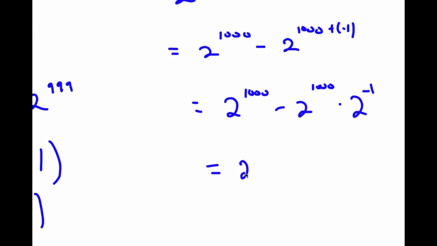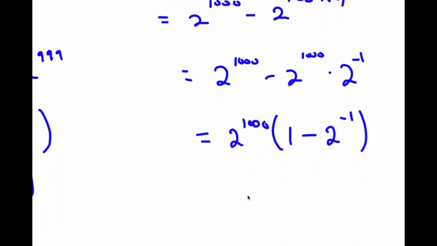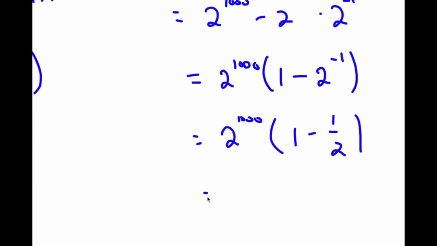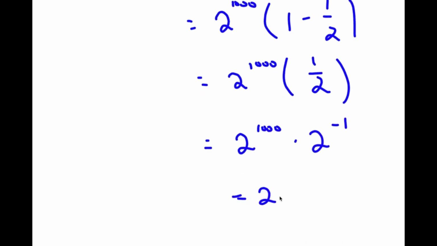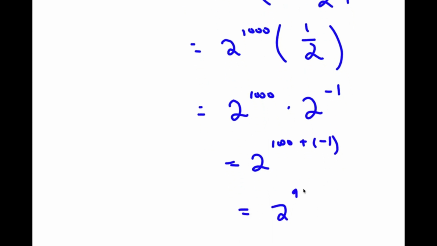Now if I factor out 2 to the power of 1,000, I get 2 to the power of 1,000 times 1 minus 2 to the power of negative 1. This is equal to 2 to the power of 1,000 times 1 minus 1/2, which is equal to 1/2. So 2 to the power of 1,000 times 1/2 is the same thing as 2 to the power of negative 1. So now I have 2 to the power of 1,000 times 2 to the power of negative 1, which is equal to 2 to the power of 1,000 plus negative 1, which is equal to 2 to the power of 999.